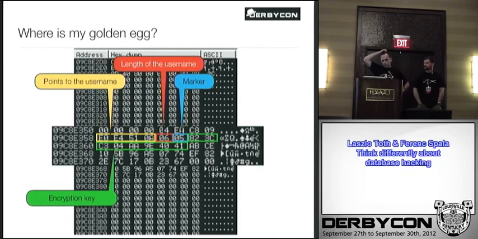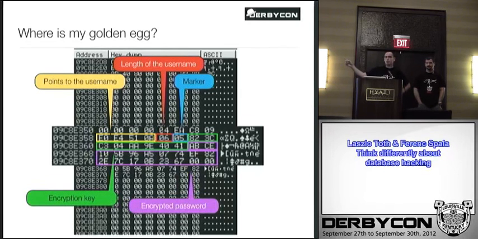Next 8-byte block is an encryption key. And guess what? The remaining part is the encrypted password. So what's wrong with this picture? You got the encryption key. You got the encrypted password. Only one thing is missing, the encryption algorithm.